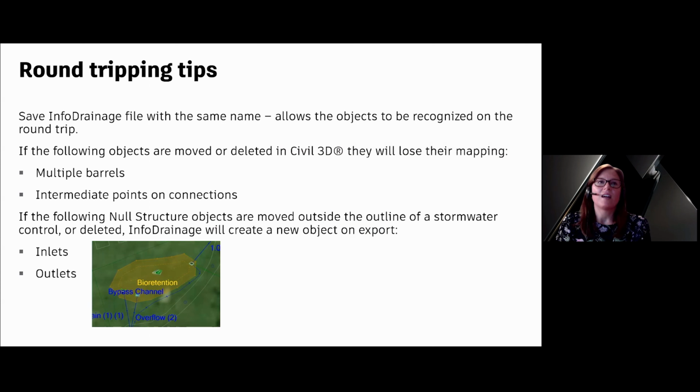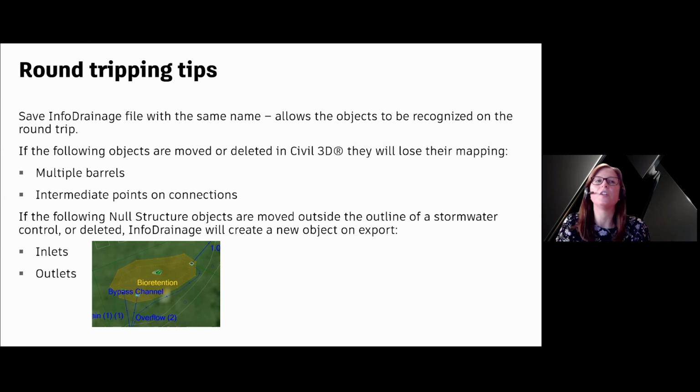Looking at that round tripping, just a couple of other tips to cover. It's important to save the InfoDrainage file with the same name. So having exported from Civil 3D to InfoDrainage, we'll have created an InfoDrainage file. If we keep that name, it allows the objects to be recognized on the round trip so that we can make sure they're updated.